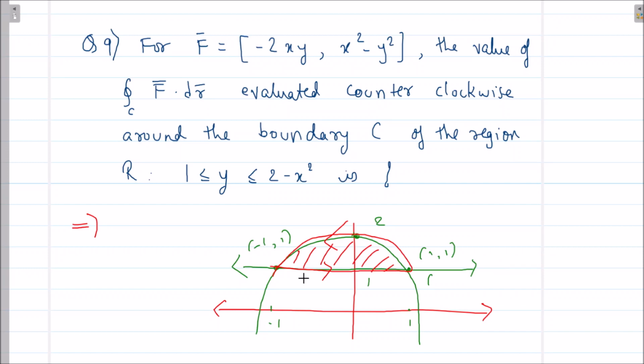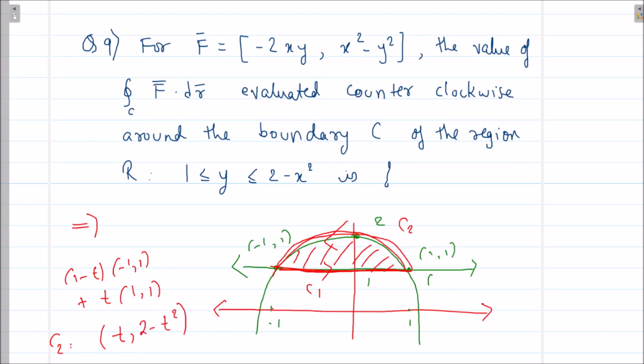If you don't know Green's theorem, then you call this line C1 and this curve C2. You parameterize the C1 curve, which is a straight line segment, and you know how to parameterize a straight line segment. It is (1 minus t) into the first vector, which is (minus 1, 1), plus t into the second vector, which is (1, 1). Okay, then you use the same definition. Similarly, for C2 also, you can parameterize. It's a parabola. So if you take x equal to t, your y will be 2 minus t squared, and t is going from minus 1 to 1. So you can do this along C1 and along C2, and then you add it up. That will be the line integral.